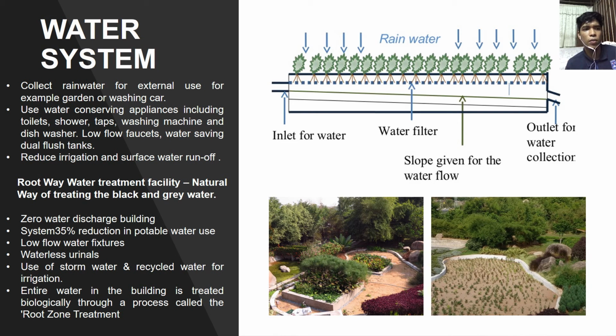So the benefits are: first of all, a zero water discharge building system, 35% reduction in potable water use, low flow water mix fixtures, waterless urinals, use of stormwater and recycled water for irrigation. And the last one is that entire water in the building is treated biologically through a process called root zone treatment.